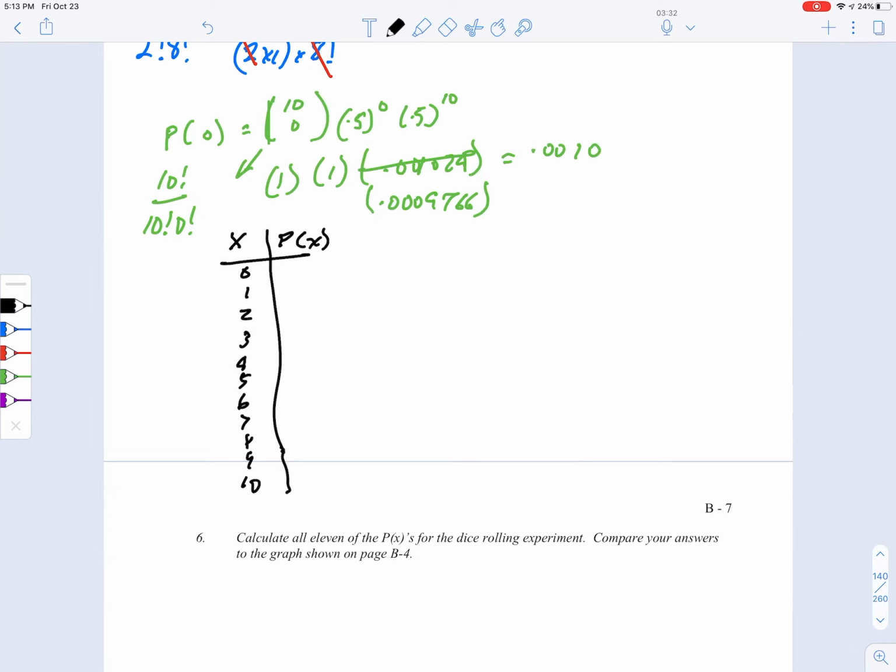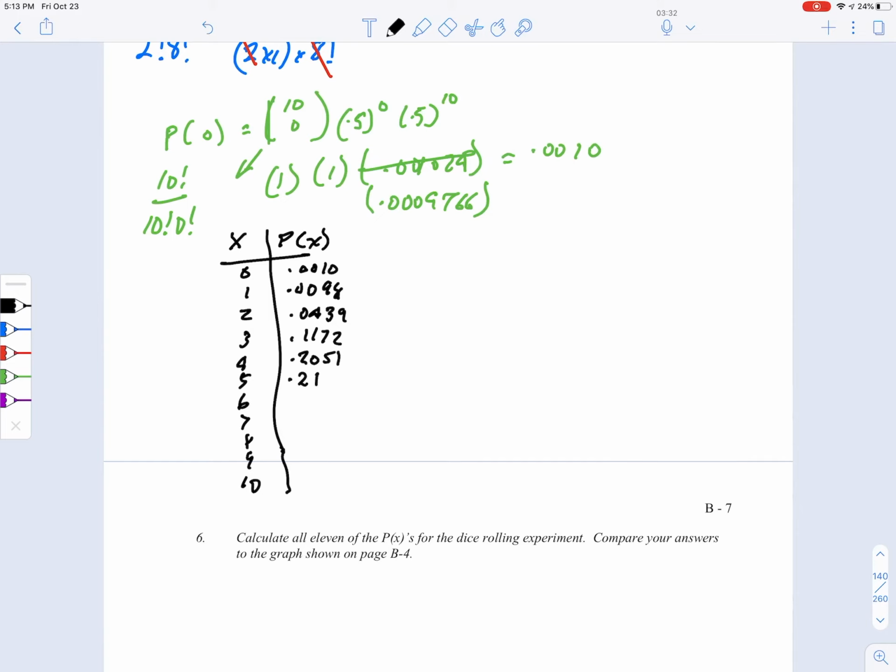I'm going to go over to the next page here. And we figured out that this one was 0.0010. I'm taking this to 4 decimal places because you'll see in a bit that that's actually what our table shows us. Probability of 1 is 0.0098. Probability of 2, we calculated this by hand as well. This is 0.0439. Probability of getting 3 heads is 0.1172. And then we've got 0.2051.